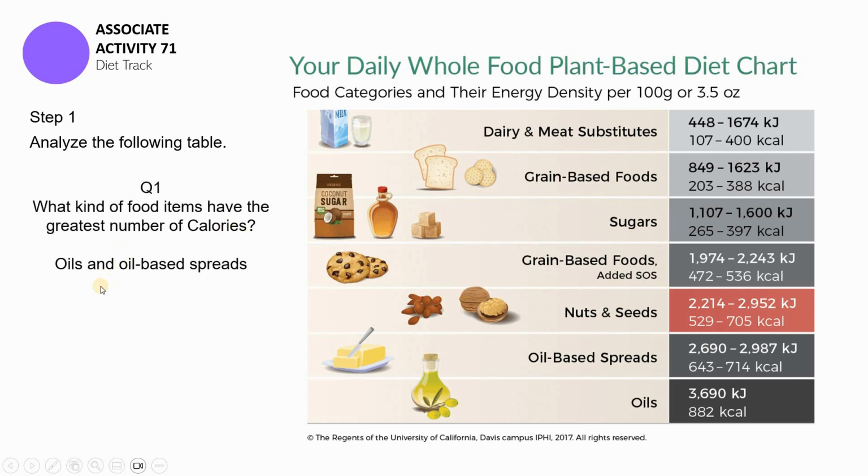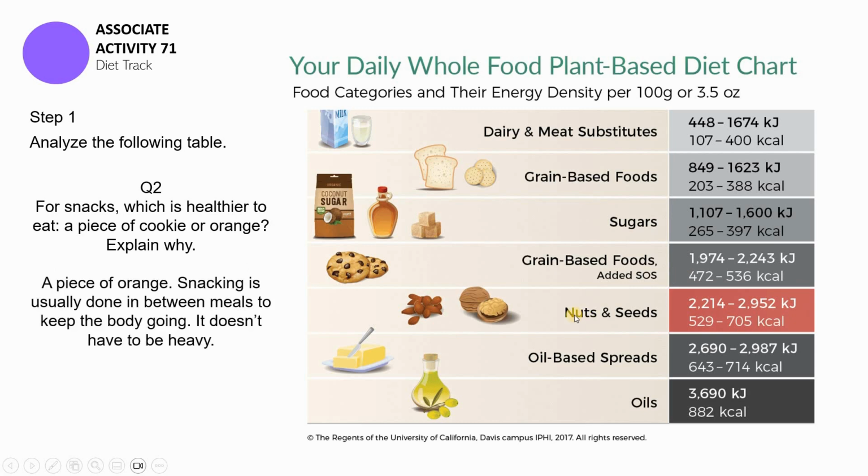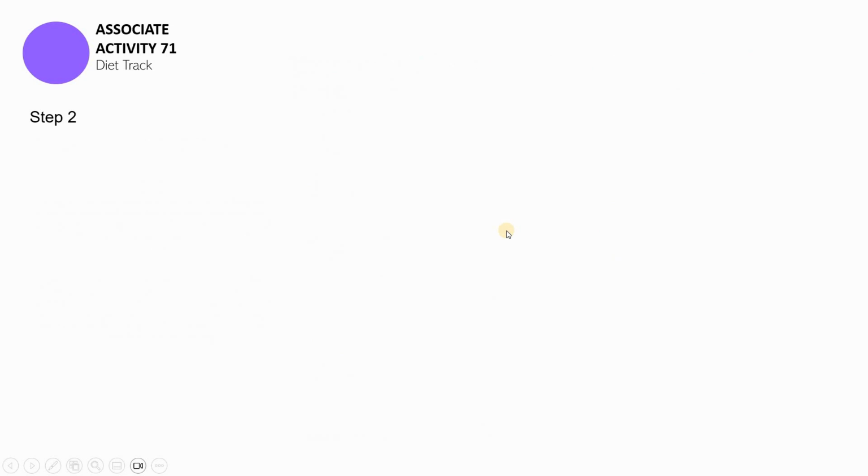For question number 1, the correct answer is oils and oil-based spreads. Itong dalawang to, they have the greatest number of calories, the greatest amount of calories. And then for the second question, the correct answer is a piece of orange. Snacking is usually done in between meals to keep the body going, so it doesn't have to be heavy. Okay, it just has to be of the right heaviness.